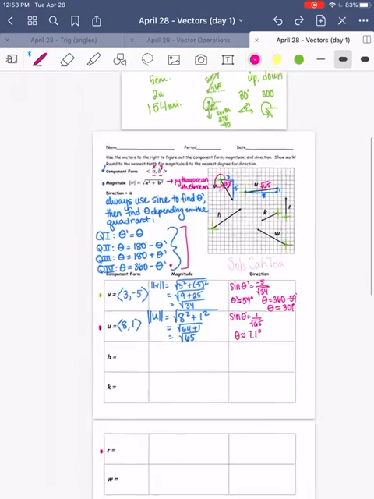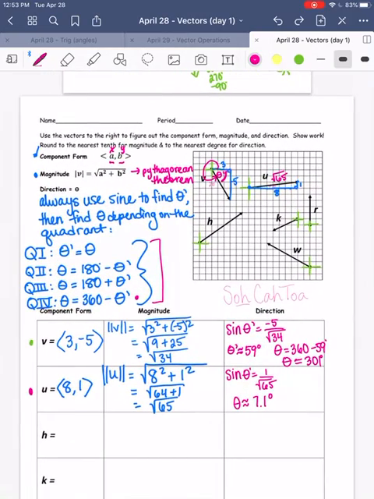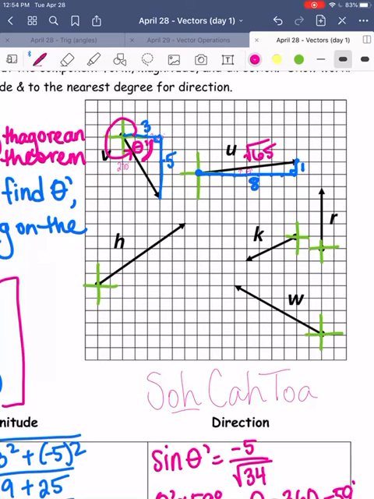So just know that when you find your angle, sometimes you have to do a little bit more work before you're done. Okay? So if it's in quadrant 1, you have to do no new work. If it's in quadrant 2, you take the angle and subtract it from 180. If it's in quadrant 3, you take the angle and add it to 180. And if it's in quadrant 4, you take the angle that you find and subtract it from 360. Okay, and you will be doing that with H, K, and W.